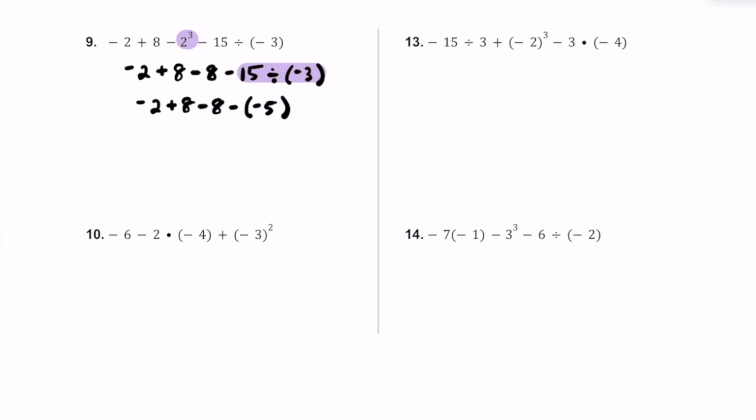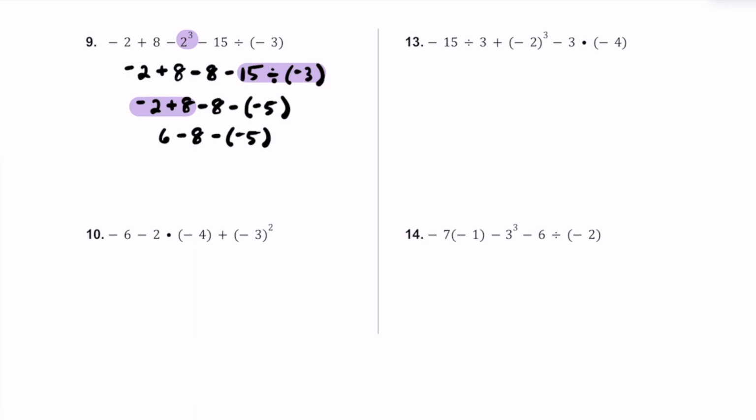So let's go ahead and give a hug around that negative 5 there. Looks like we have 3 different operations. We have addition, subtraction, and subtraction. They're all equally important, so we can go from left to right here. So negative 2 plus 8 is going to be 6. So we have 6 minus 8, take away a negative 5.